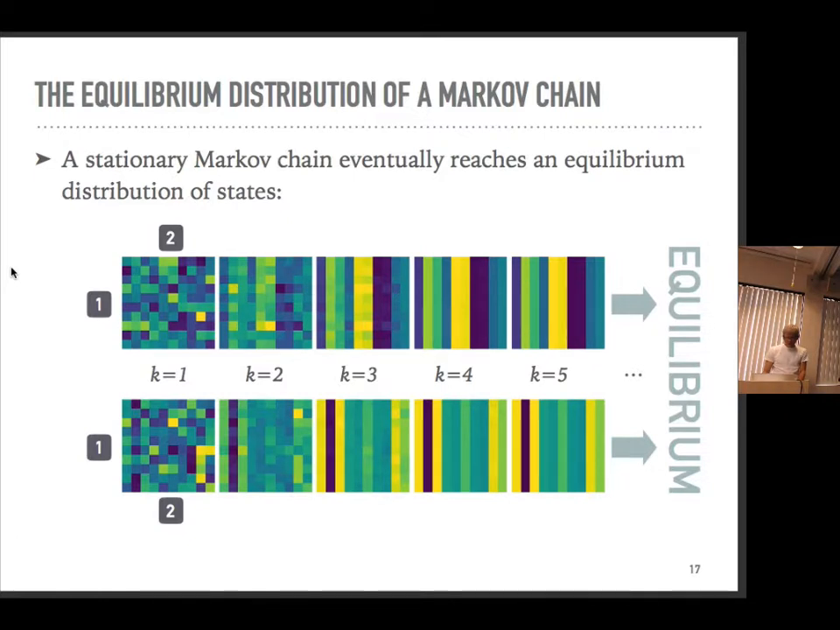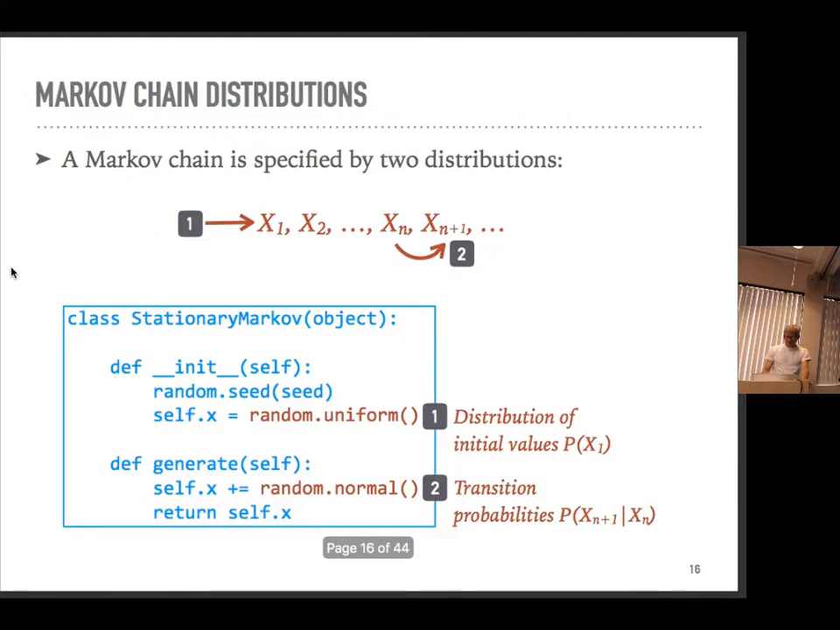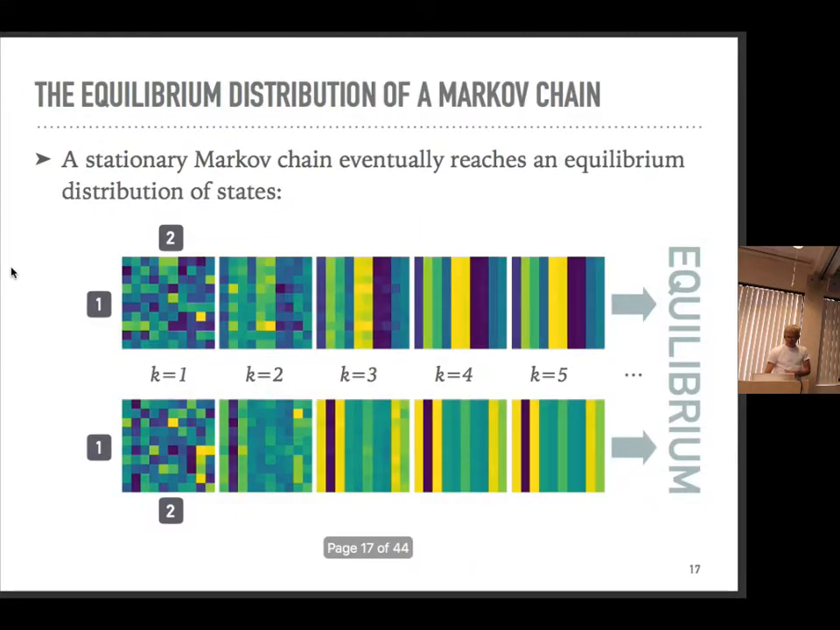So, a remarkable thing, and this is really where the power of Markov chains comes in, is that if you have a stationary Markov chain, meaning that arrow number 2 is the same wherever you are in the sequence, then your Markov chain is eventually going to reach an equilibrium distribution of states. Okay, so that's a mouthful, but it's really easy to see in these pictures.